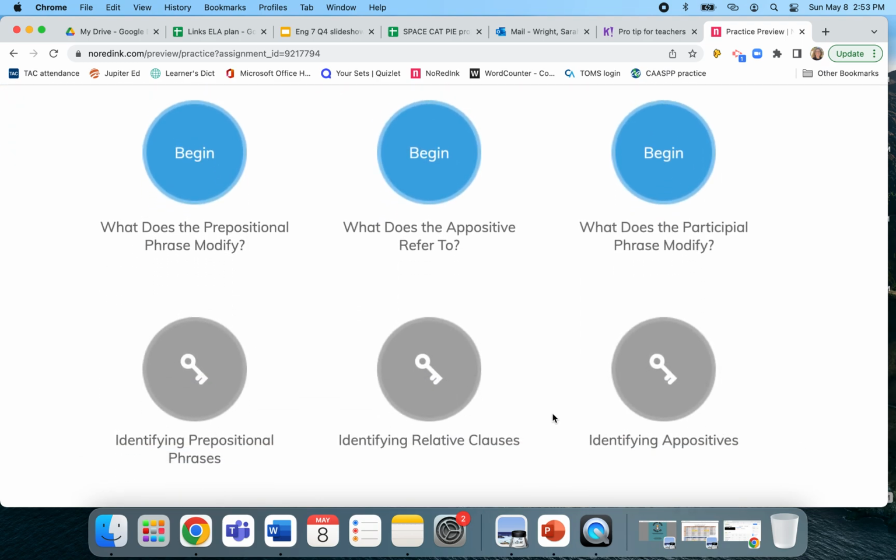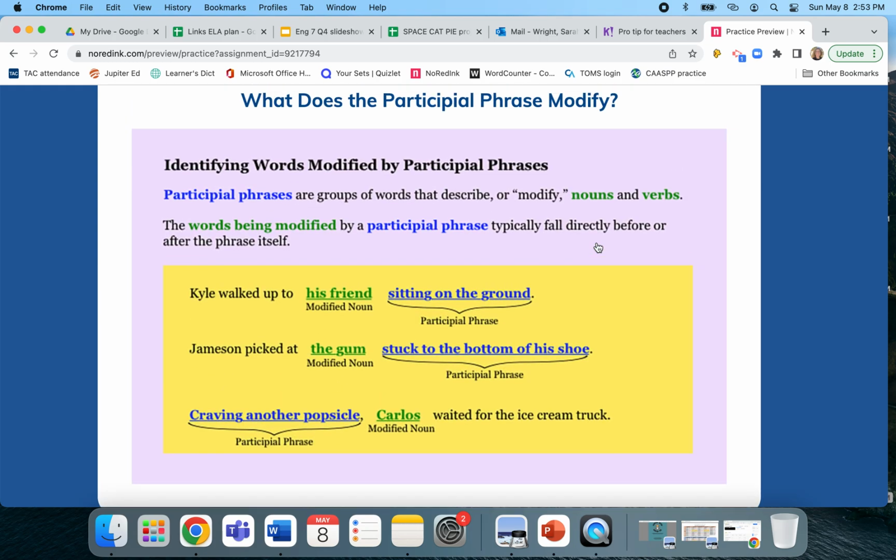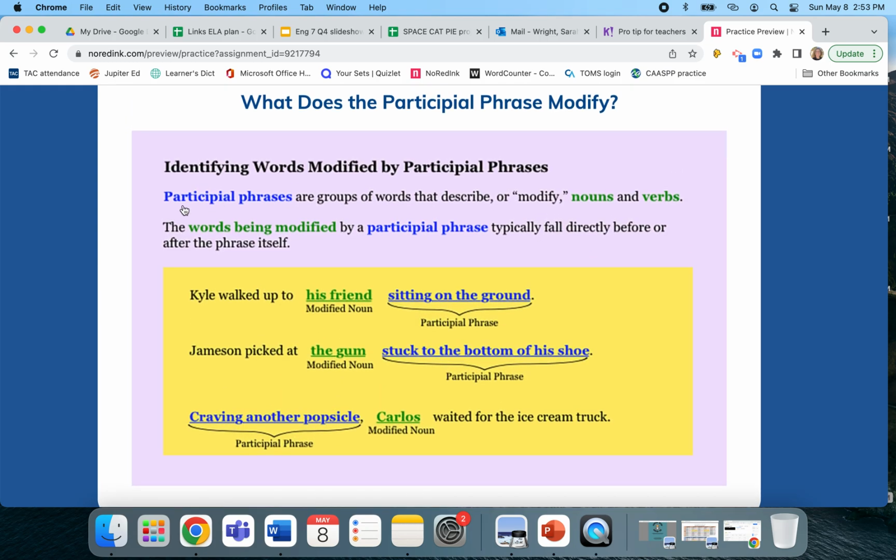Let's look at participial phrases. Okay, so participial phrases, I'll say it again, participial. It's weird. They're groups of words that describe or modify nouns and verbs. And not so different from appositives, participial phrases typically fall right before or after whatever it's being modified.